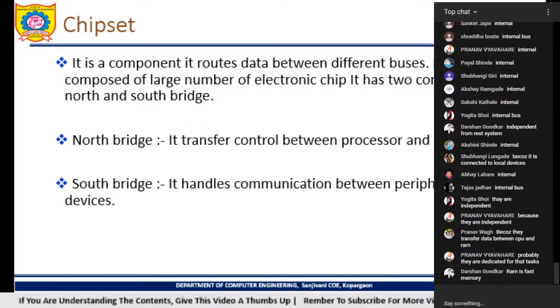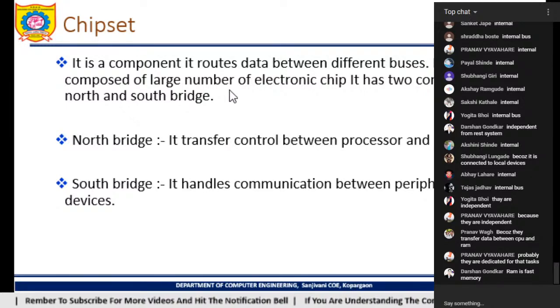These chipsets are placed on the motherboard to help our processor perform better. So north bridge is there and south bridge is there. North bridge is responsible for memory handling and processor handling, and south bridge handles the communication between peripherals, that is input output, external devices. So it is a component to route the data between different buses.